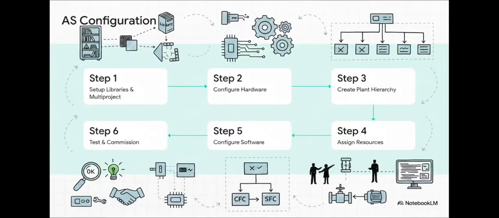Now, what's really interesting about this build phase is that you're actually managing two parallel configuration tracks. Let's look at the top track first, the automation system. You start by selecting your library, creating the multi-project, configuring the hardware, creating the plant hierarchy, assigning resources, actually programming the software in CFC or SFC, and then finally moving to testing and commissioning.